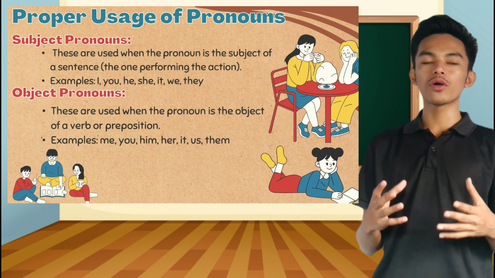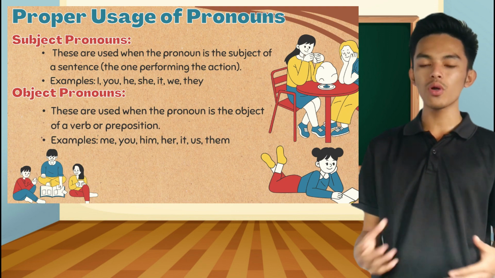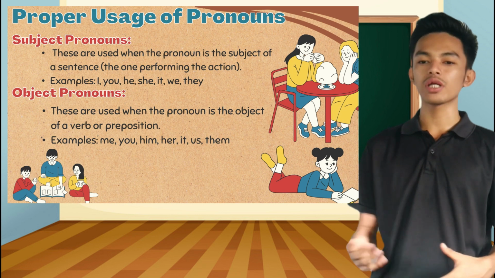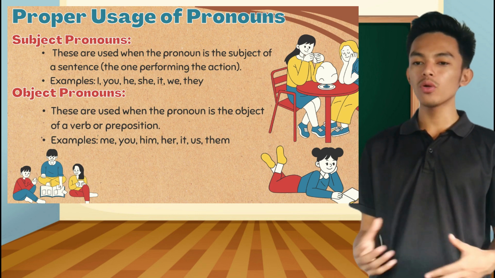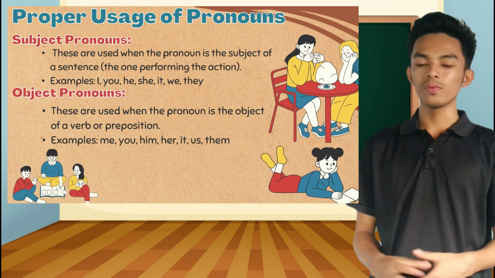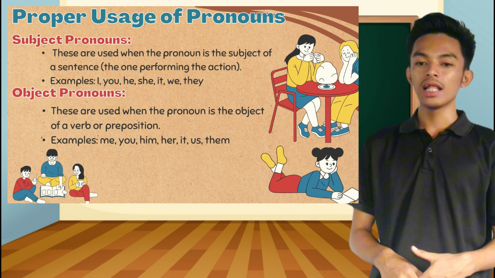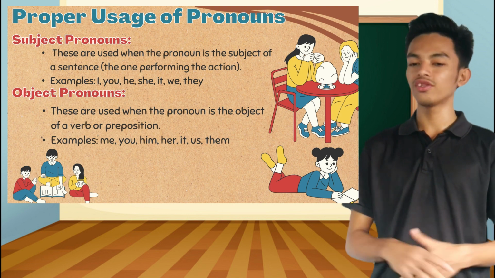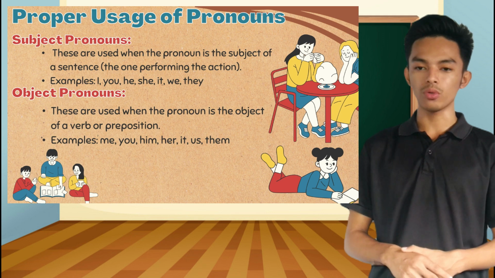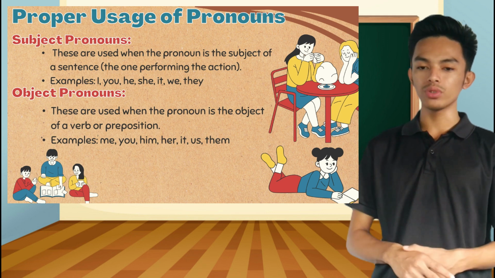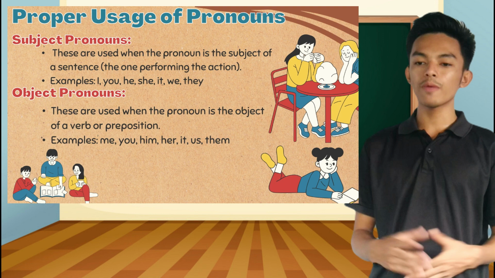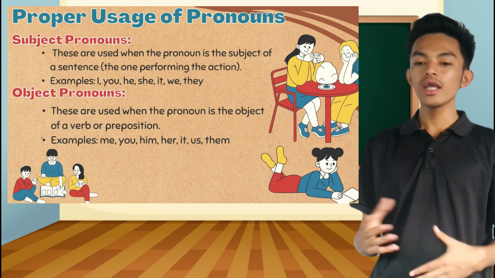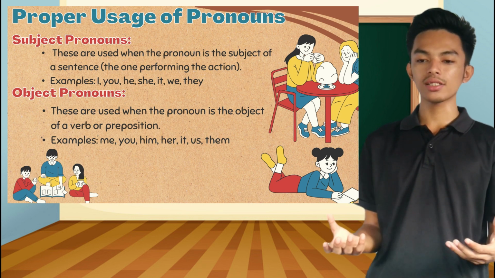In order to correct those errors or mistakes in using pronouns, here are the proper usage of pronouns. The first one is the subject pronouns. These are used when the pronoun is the subject of a sentence, the one performing the action. Examples: I, you, he, she, it, we, or they. Second, the object pronouns. Object pronouns are used when the pronoun is the object of a verb or a preposition. For example, me, you, him, her, it, us, and them.